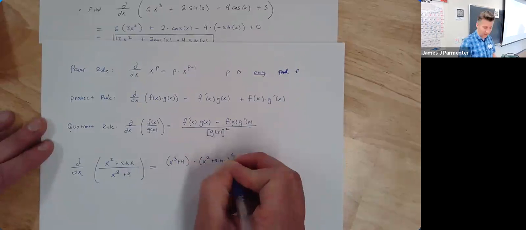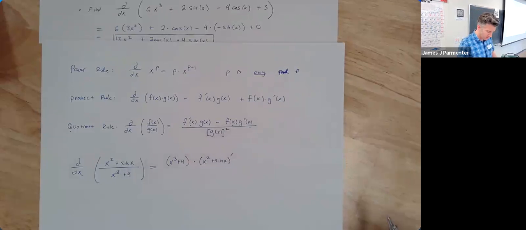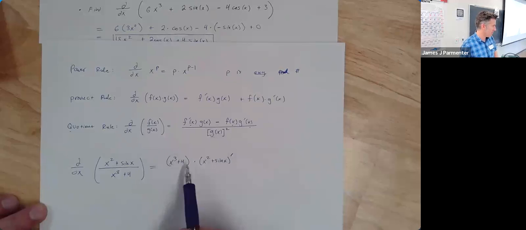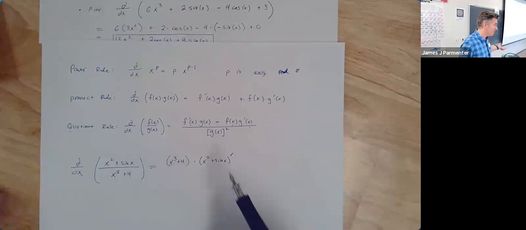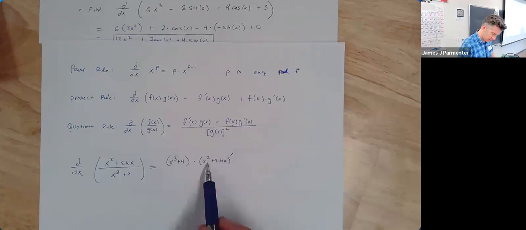I will point out, I am doing this not out of order necessarily, right? On the top, I wrote f prime times g, and here I'm doing it as g times f prime. That's just the way I've always done it. It doesn't matter what order you multiply things in, so it's okay to do it either way. You can either do it as f prime times g or g times f prime, doesn't matter.